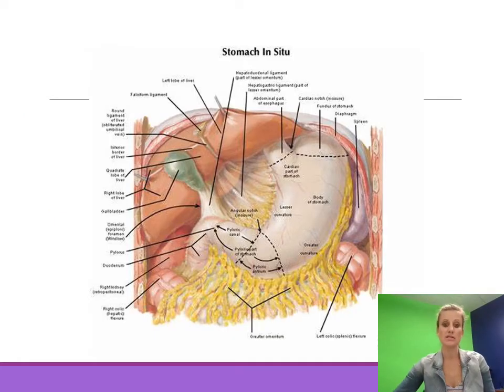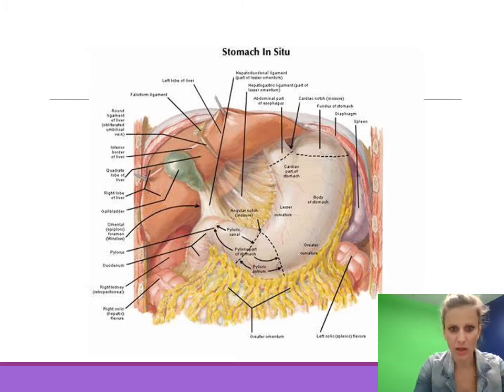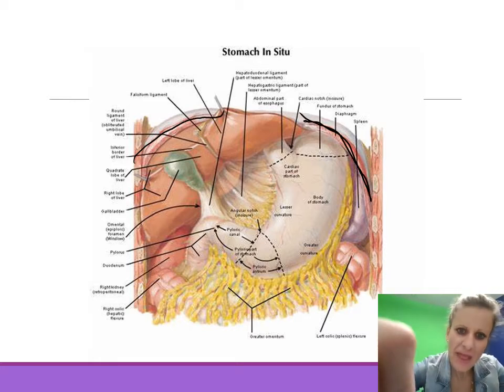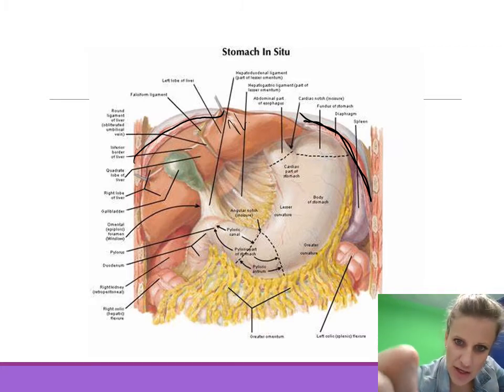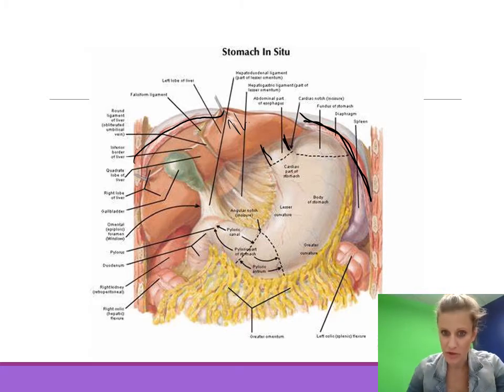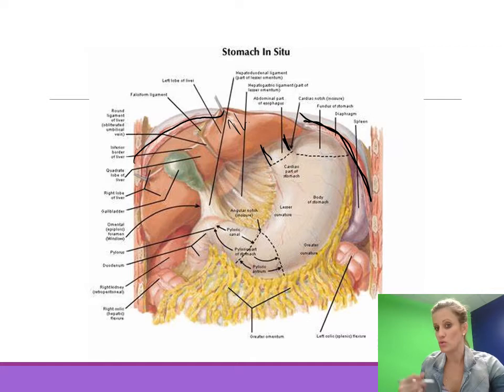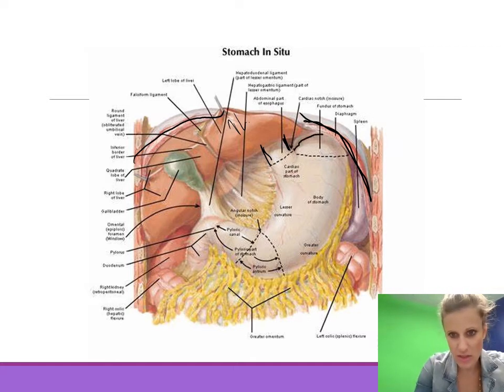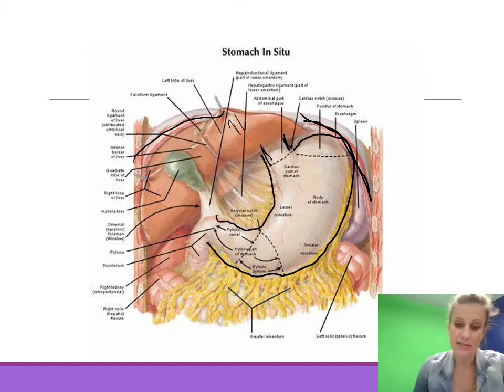So here we see the stomach. And you see this is the diaphragm up here. And the liver's been pulled back so we can see better. But this is showing us the esophagus, the abdominal part of the esophagus, leading into the stomach. And then here we see this is the stomach.